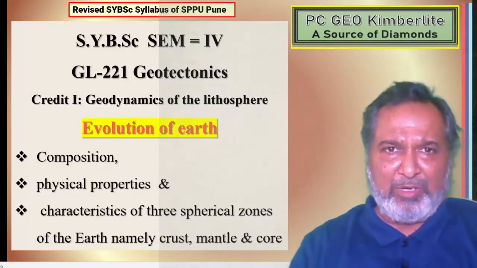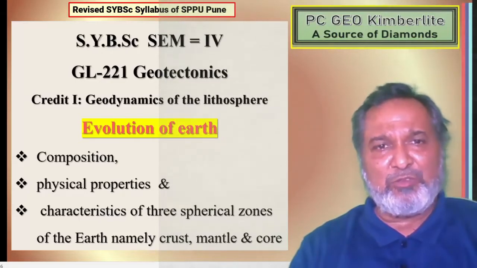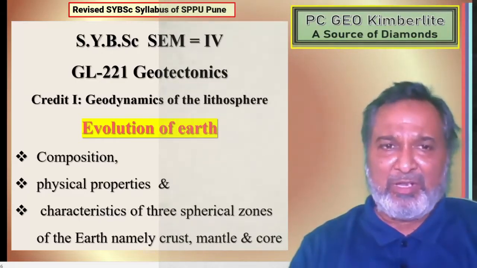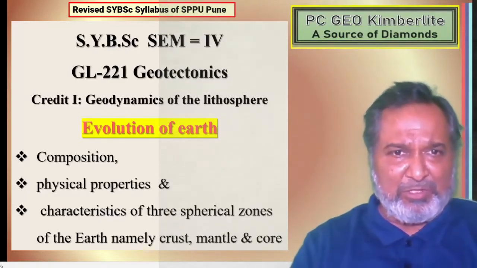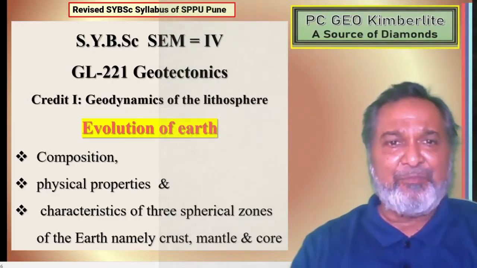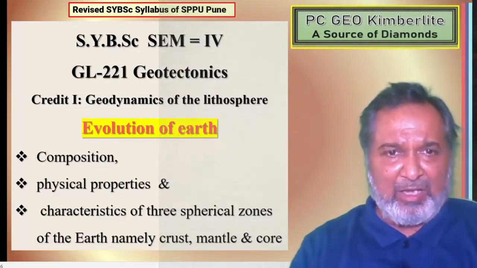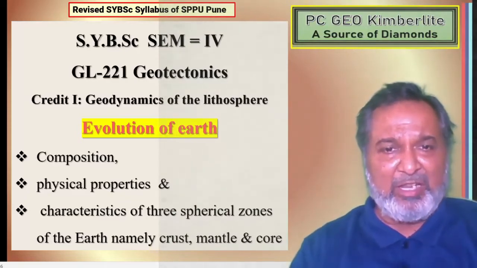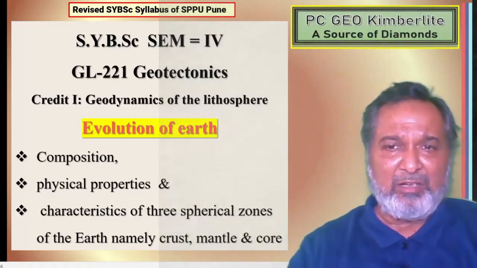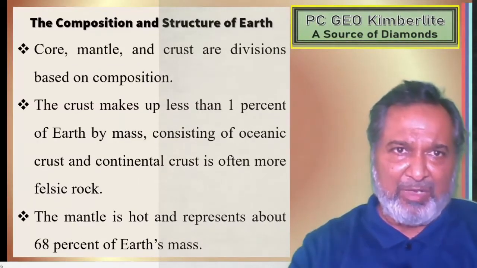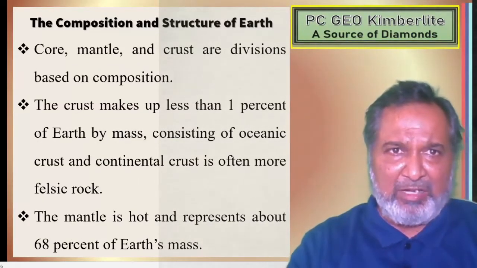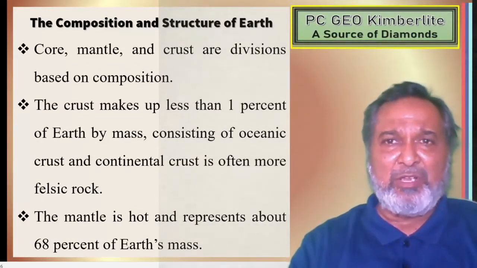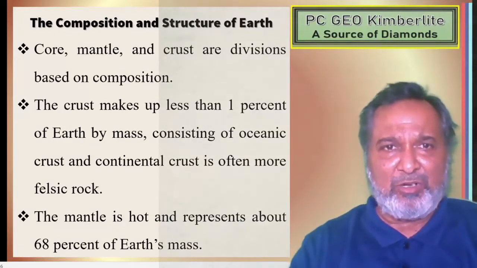So this is what we have, the SY Semester 4, GL221. This is a paper, the name is Geotectonics. Credit 1, Geodynamics of Lithosphere, Evolution of Earth. Now in this, what we are going to study are the composition, physical properties and characters of three spherical zones of the Earth, namely crust, mantle, and core. So we will begin with the chemical composition and structure of the Earth.